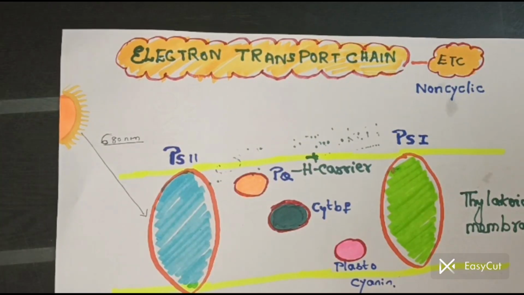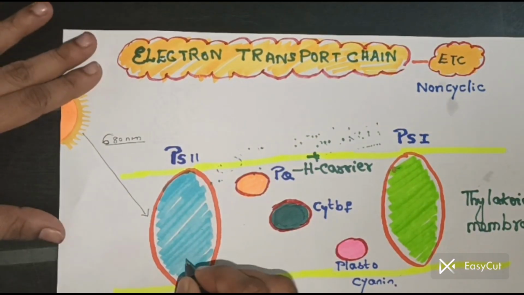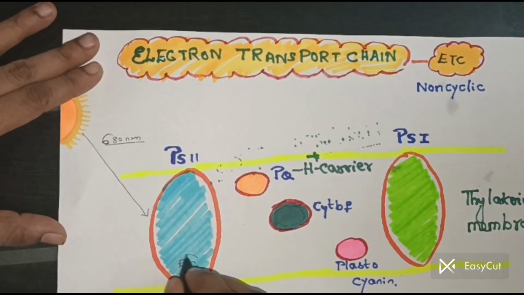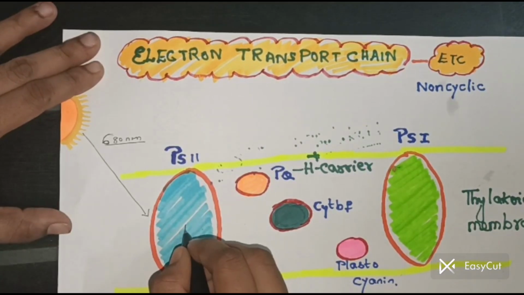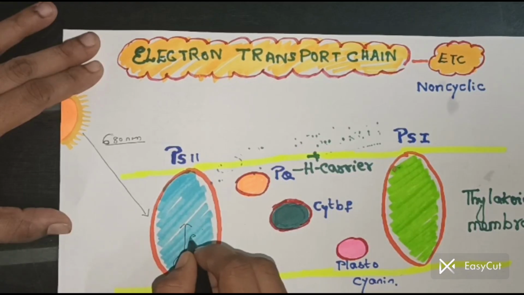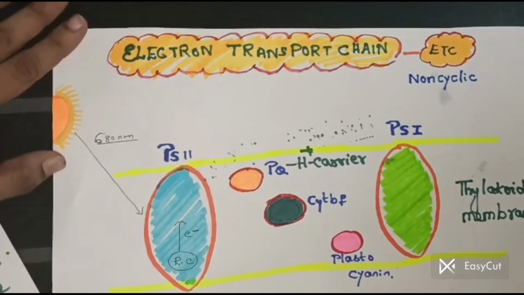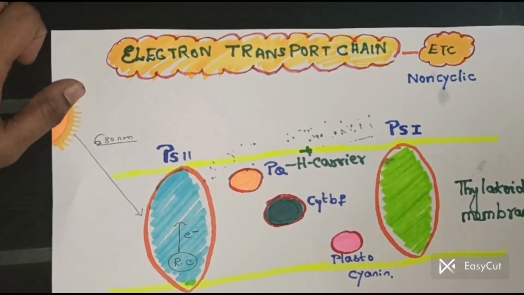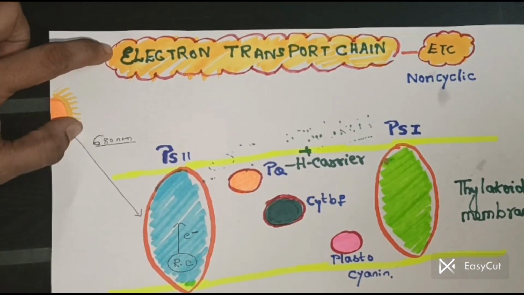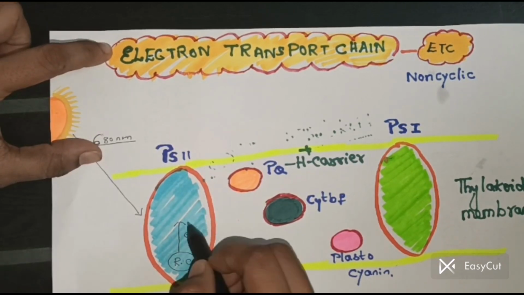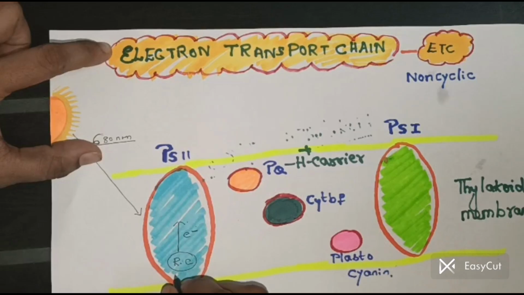Now the PS2 contains a region called the reaction center, containing chlorophyll A, which is going to extrude the electrons from the ground state to the excited state. What do you say? Yes, excited state. I'll tell you, the reaction center is losing electrons, and now this reaction center containing chlorophyll A is going to acquire a positive charge.